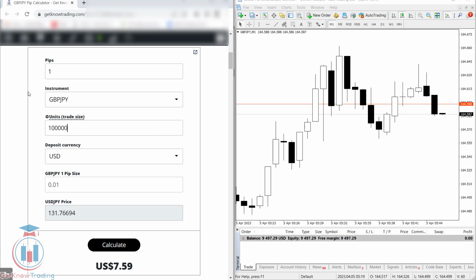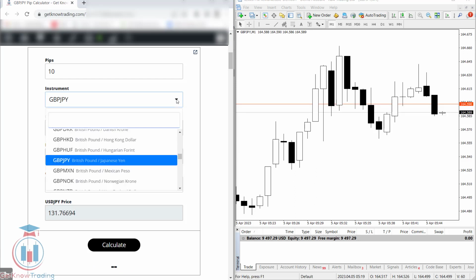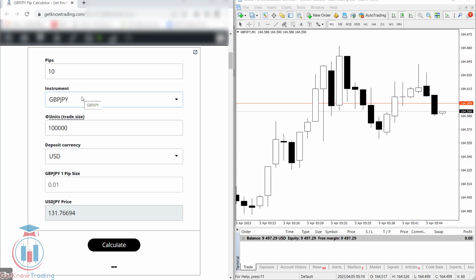Here in the calculator, you can change some of the values, for example, the number of pips, just by typing the value of the number of pips. Then you can change also, instead of GBP Japanese Yen, you can use any other currency symbol, but in this case, I will show you how to use with Japanese Yen.